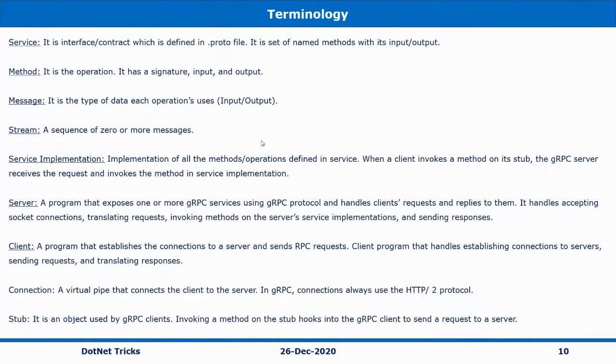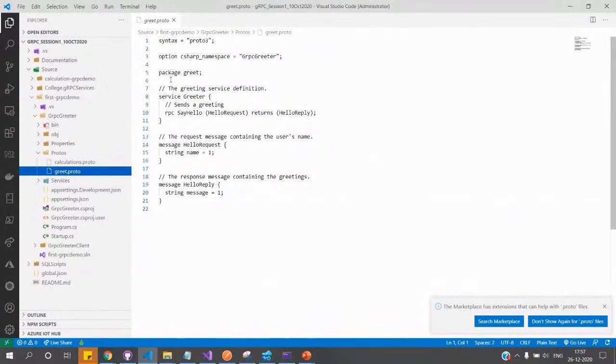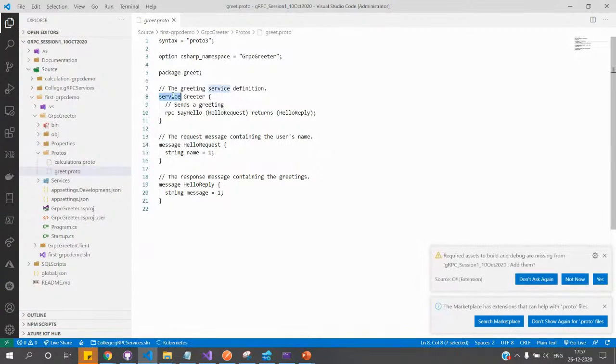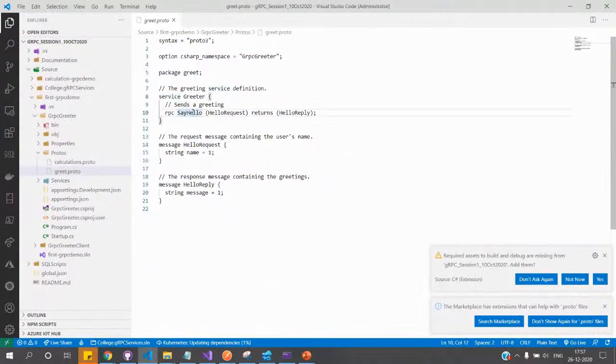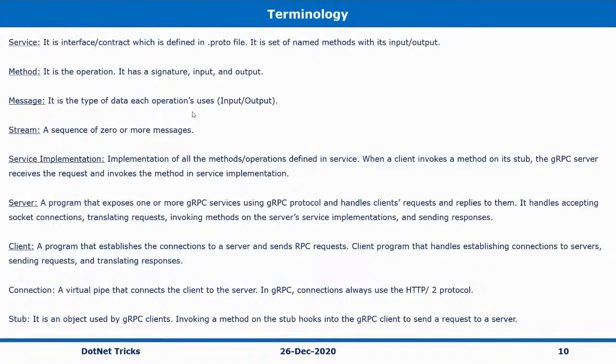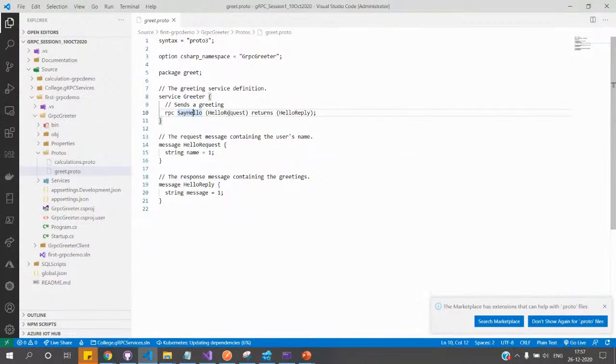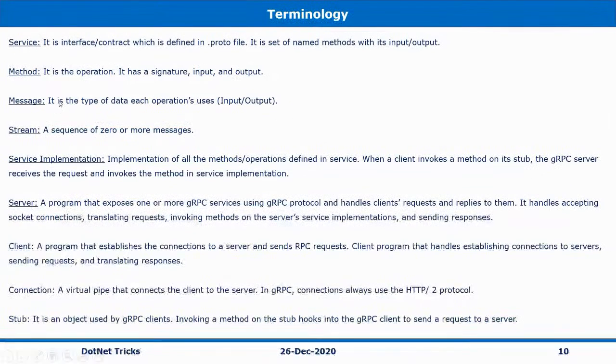So what is this service? It's an interface or contract which is defined. This one, that's a service where you define the contract. Okay, this is a service name, and it is going to expose methods. What is a method? It means all the operations which we create inside this service, that's called the method. And what is a message? This method is accepting hello request as an input, and it returns hello message. So a message is something like the input and output of an RPC method.